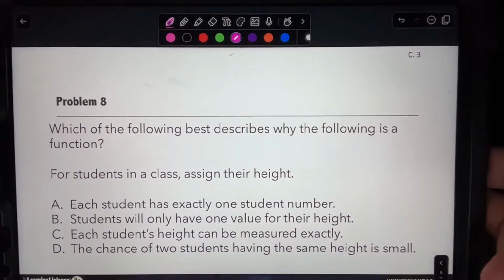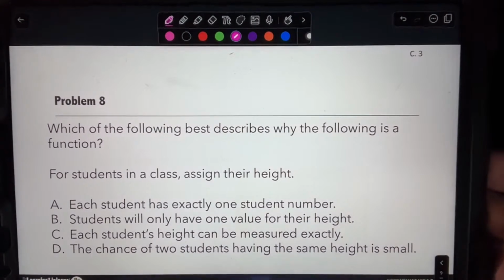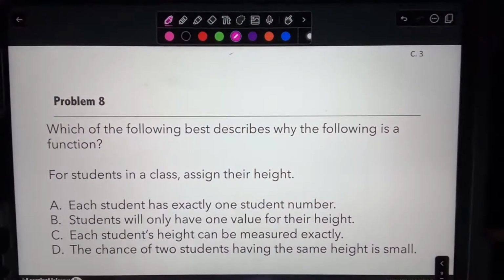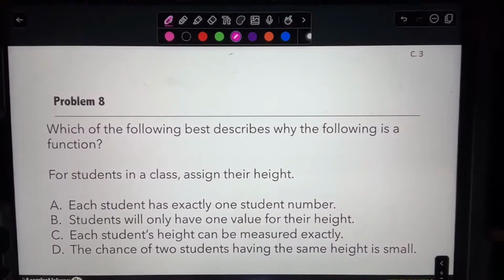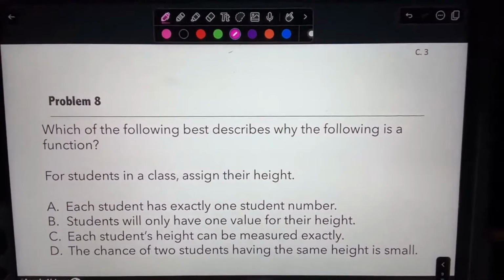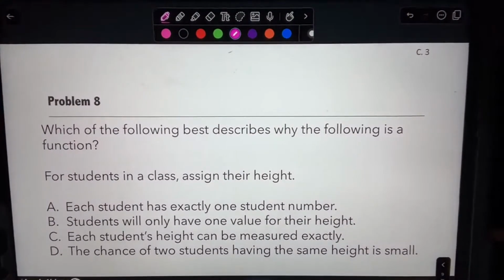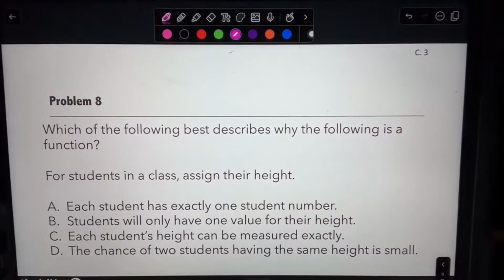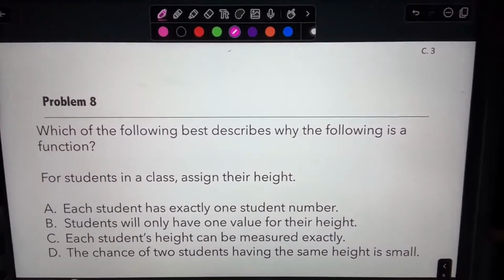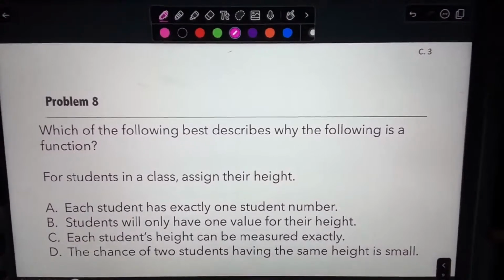For students in a class, assign their height. A, each student has exactly one student number. B, students will only have one value for their height. C, each student's height can be measured exactly. Or D, the chance of two students having the same height is small.